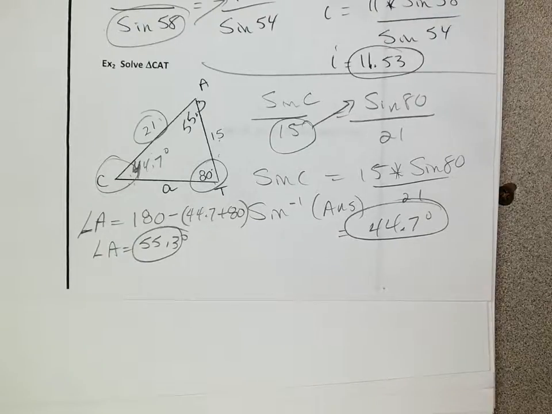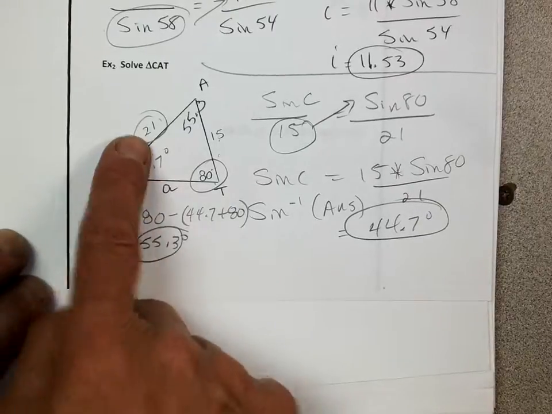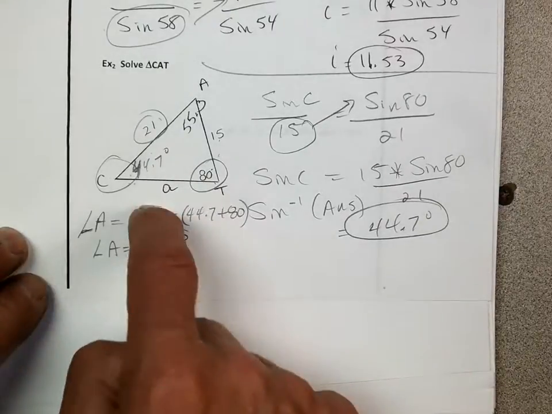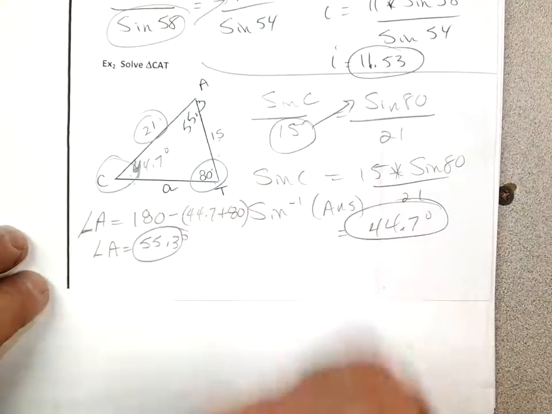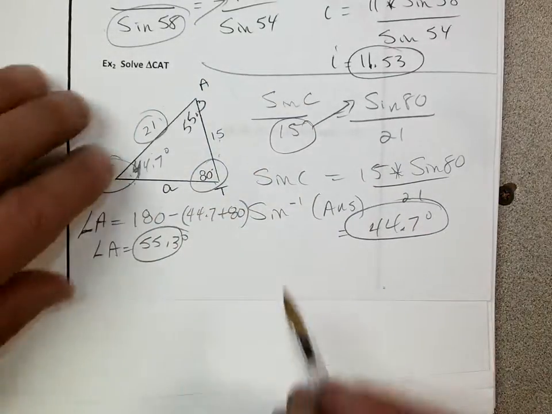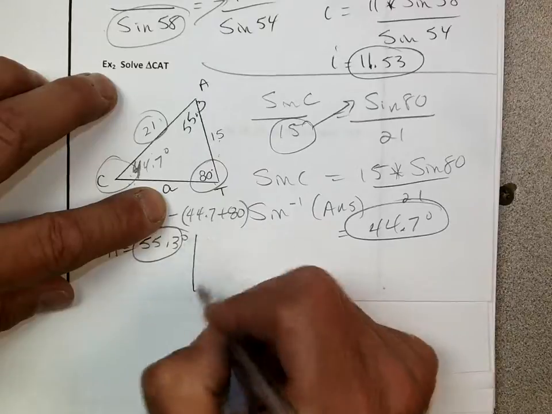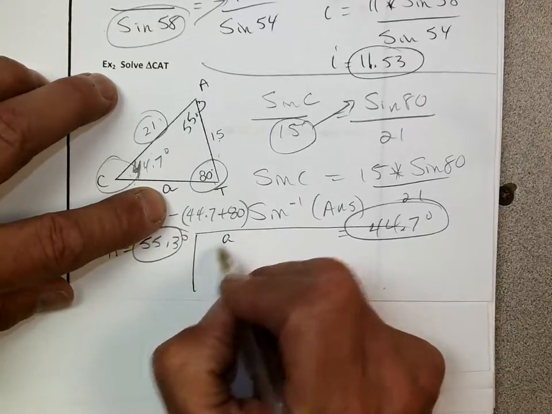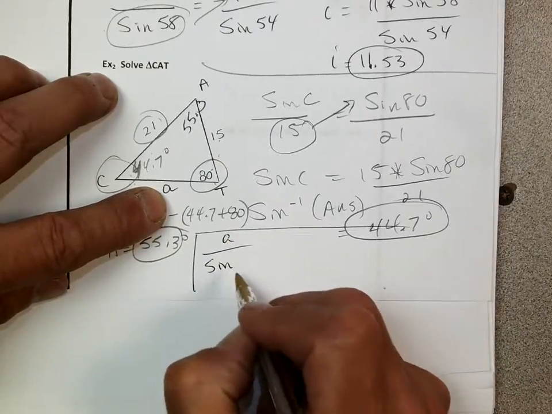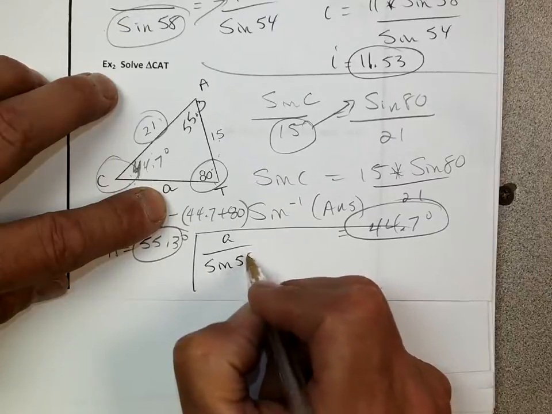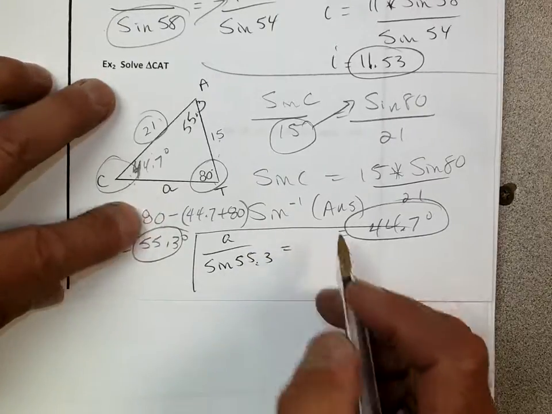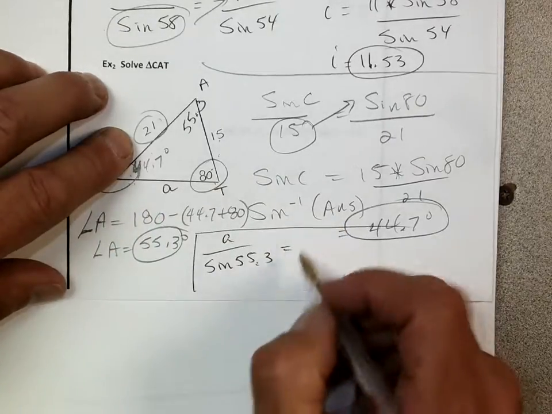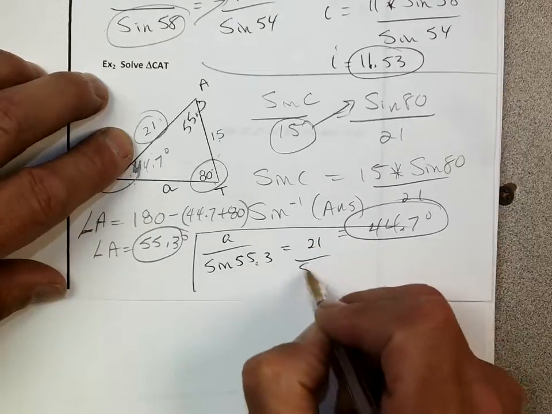Let's set up the opposites again, right? I can still set up 21 over the sine of 80 equals little a over the sine of 55.3. So set up your opposite. Again, we're going to use the law of sines. So I'm going to go little a over the sine of 55.3 equals 21 over the sine of 80.